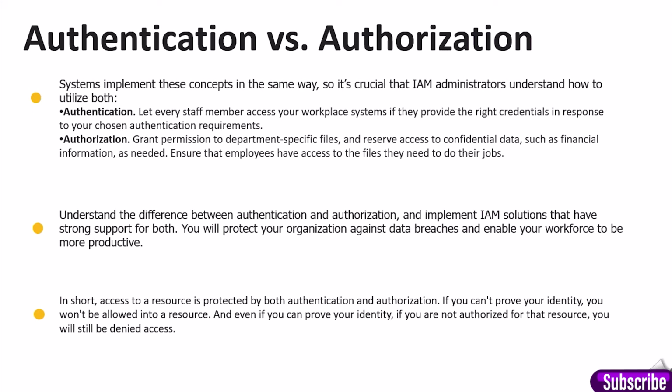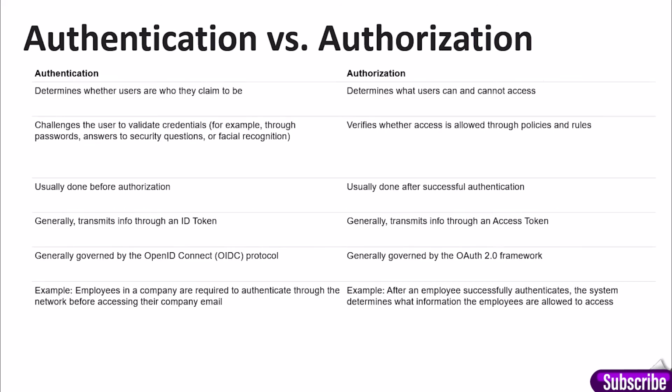In short, access to a resource is protected by both authentication and authorization. If you cannot prove your identity, you won't be allowed into a resource. And even if you can prove your identity, if you are not authorized for that resource, you will still be denied access. Authentication determines whether users are who they claim to be, and authorization determines what users can and cannot access.